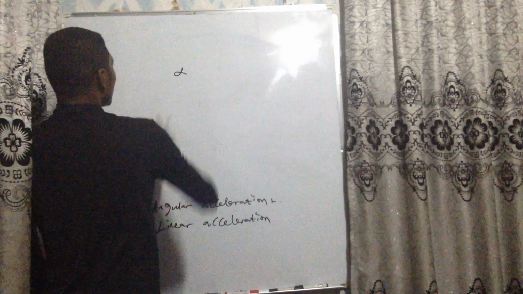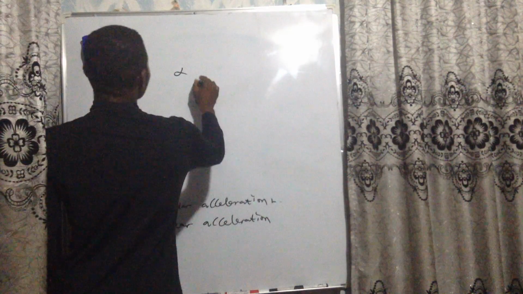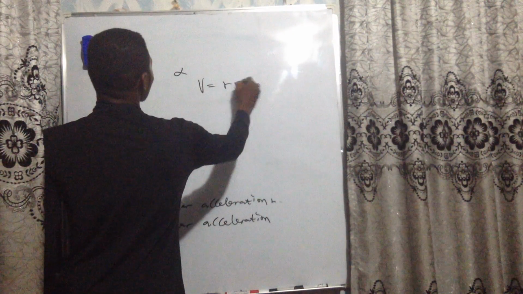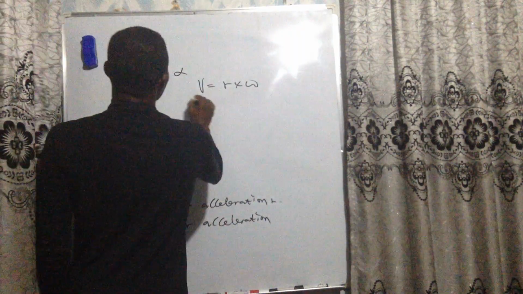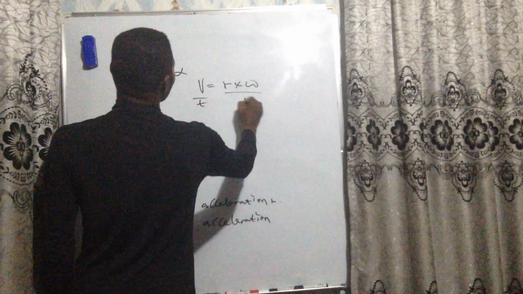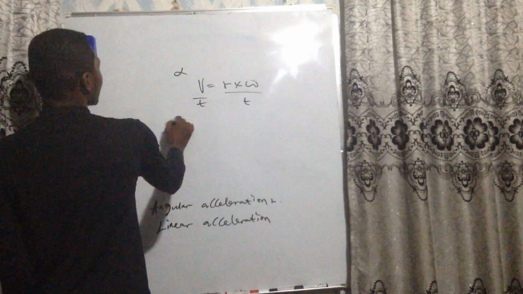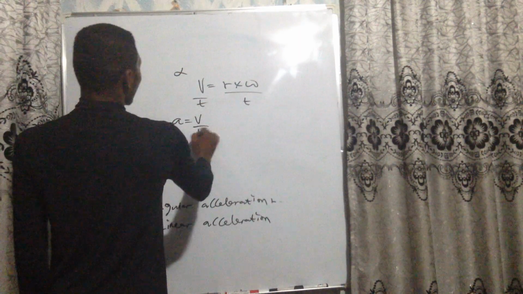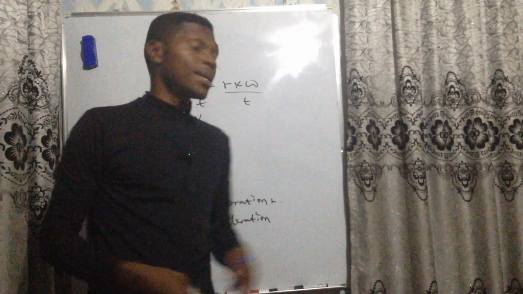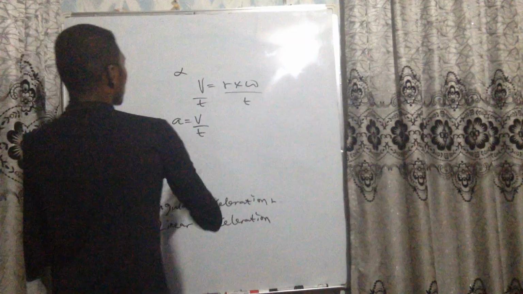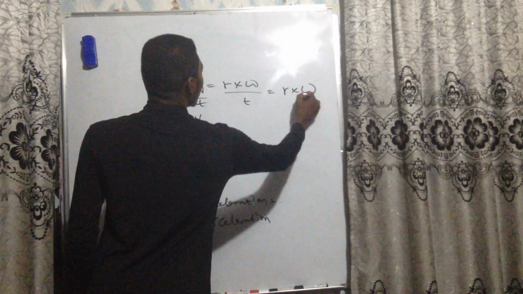Okay, let's get a formula for that. Now, from v equals radius times what? Omega. So when you divide by t again, we have v over t is equal to radius times omega over t. So this v over t is what? Linear acceleration. That is a equals v over t. You know the formula of acceleration, which is velocity over what? Time. So this is equal to r times omega over t.